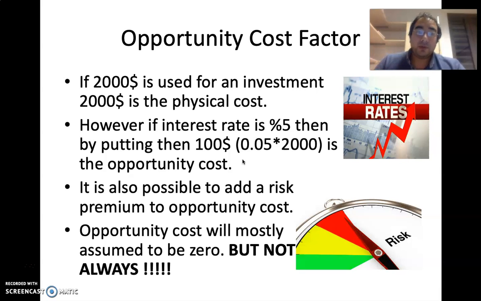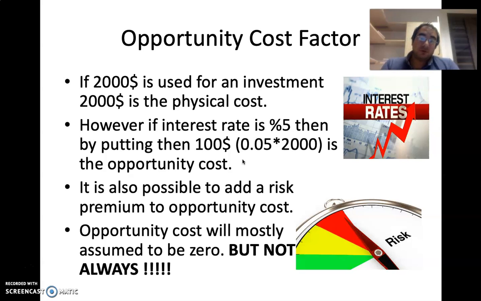But the opportunity cost is the revenue benefit I could get if I use this money for an alternative use. For example, if I could put this money in a bank and assuming that the interest rate of the bank is 5%, in that case, by putting this money in the bank, I could get $100. So basically, this investment makes me also lose this $100, which means this $100 is my opportunity cost.